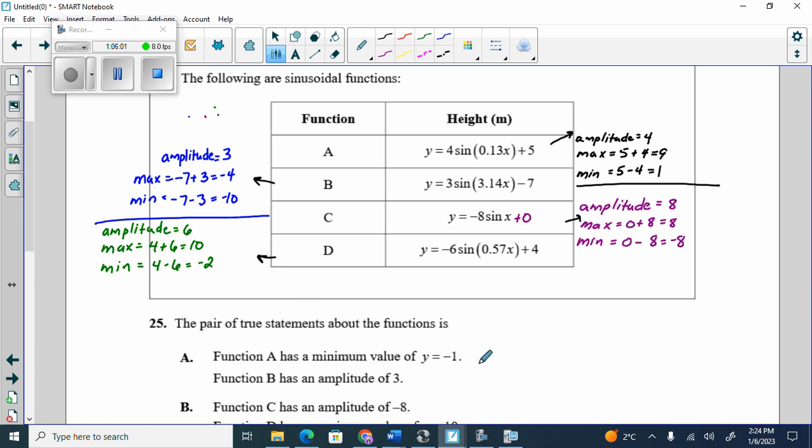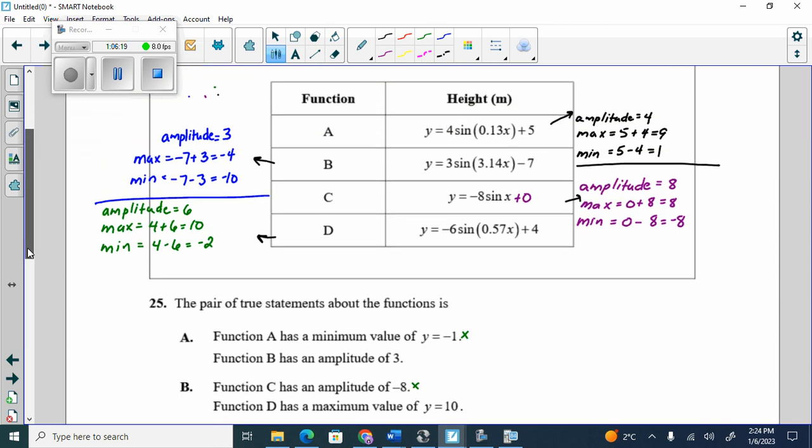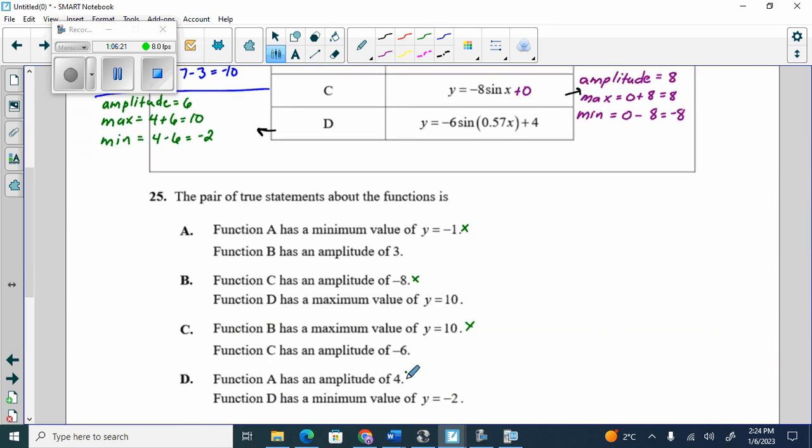So here it says function A has a minimum of negative 1. Not true. Function C has an amplitude of negative 8. Not true. Function B has a maximum of 10. Nope, it's a maximum of negative 4. Function A has an amplitude of 4. True. And function D has a minimum of negative 2. True. So it's D.